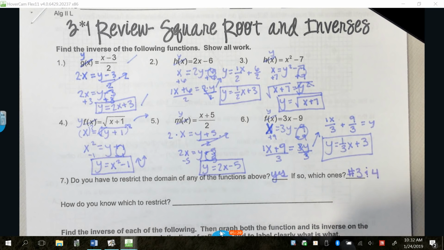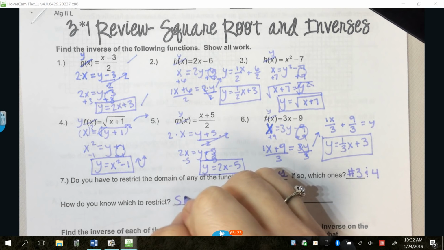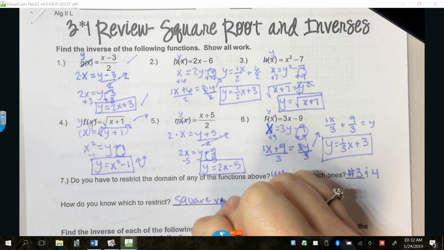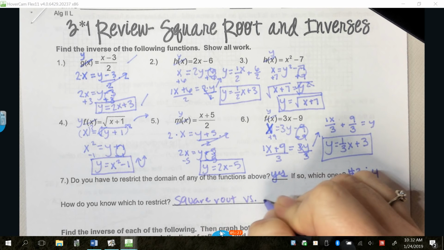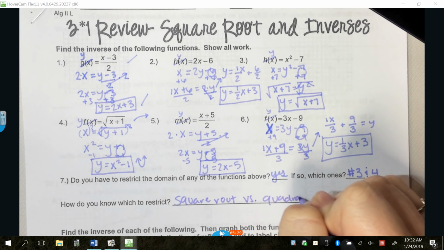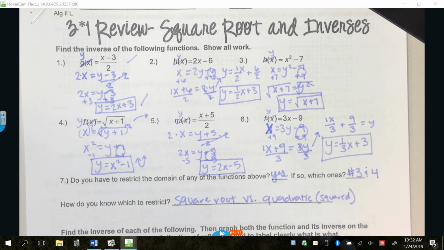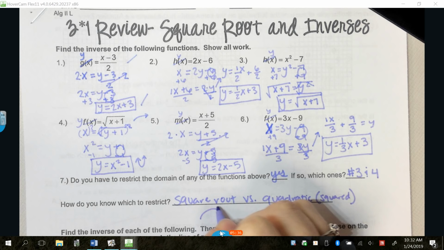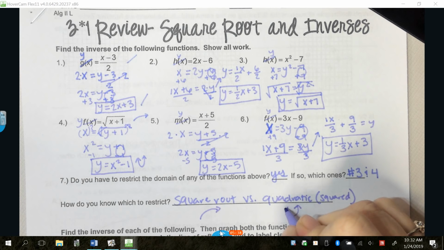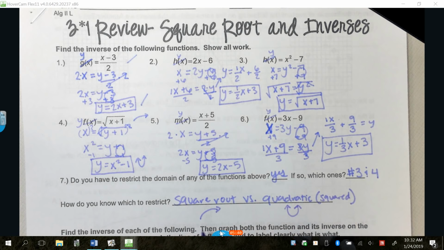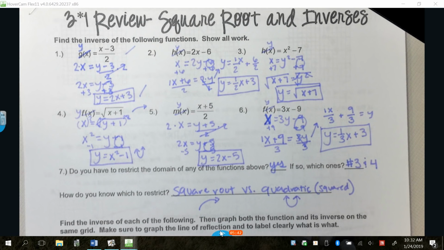Because, how do we know which to restrict? It's when we have square root versus quadratics, or squared. Okay, because the square root looks like this, while a quadratic looks like this. So this is like half of a U, and that's a whole U. So we have to make them match when we're doing inverses.